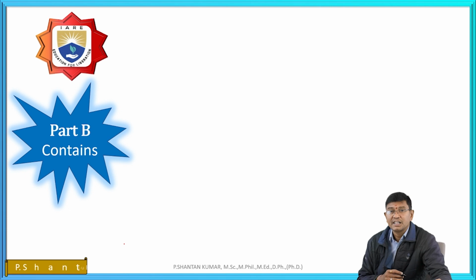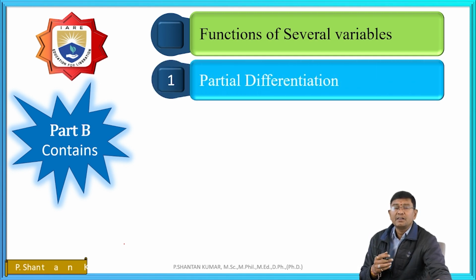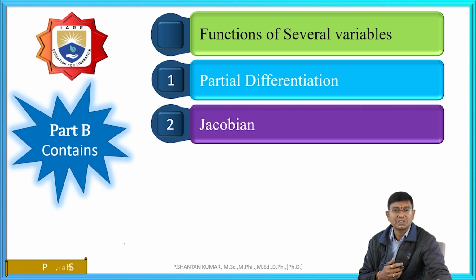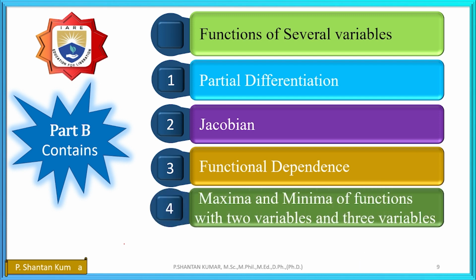What is in Part B? These are the topics. In Part B, under functions of several variables, that is single and two variables, the first part is the mean value theorem, and the second is based upon partial derivatives. Starting with the partial derivatives, the second is based upon Jacobian functions, then continuing with functional dependence, and further finding the maxima and minima of functions with two variables and also three variables.